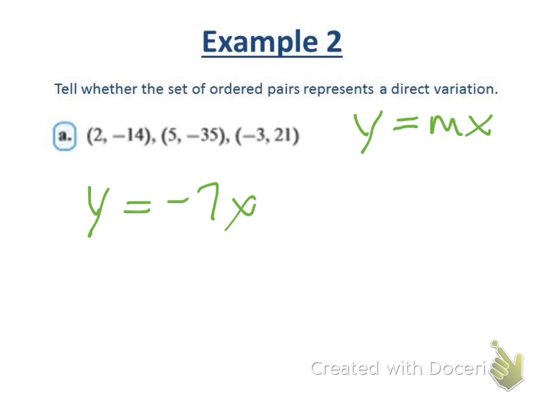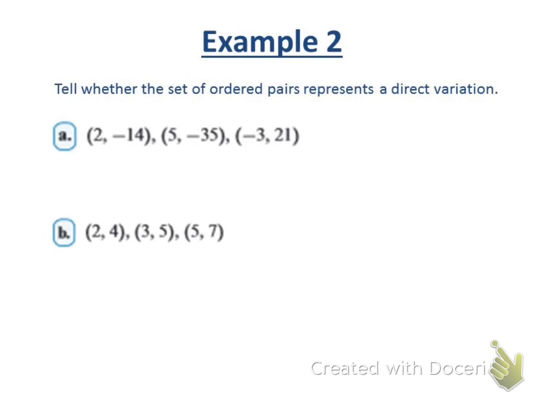Negative 7 times 2, negative 14. Negative 7 times 5, negative 35. Negative 7 times negative 3, positive 21. So y is equal to negative 7 times x in this relationship. So it represents a direct variation relationship.